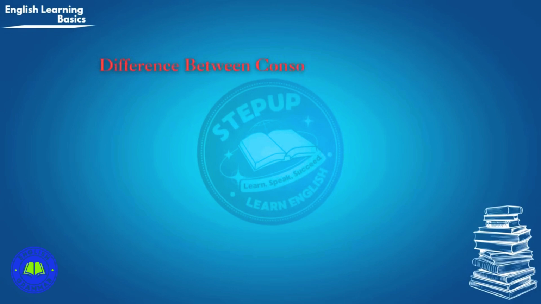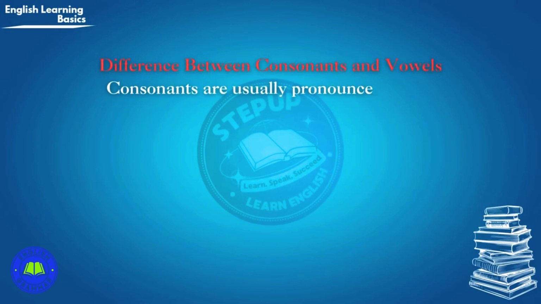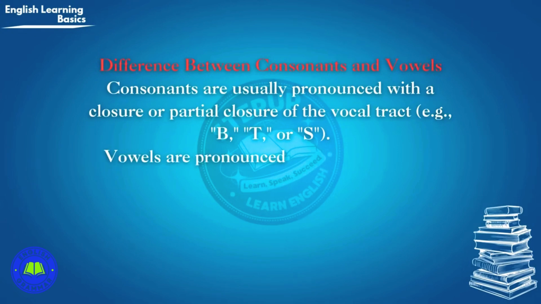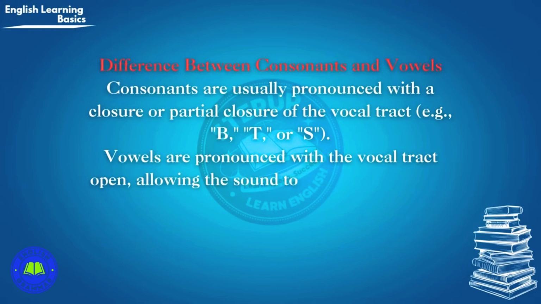Difference between consonants and vowels. Consonants are usually pronounced with a closure or partial closure of the vocal tract, e.g., B, T, or S. Vowels are pronounced with the vocal tract open, allowing the sound to flow smoothly, e.g., A, E, or O.